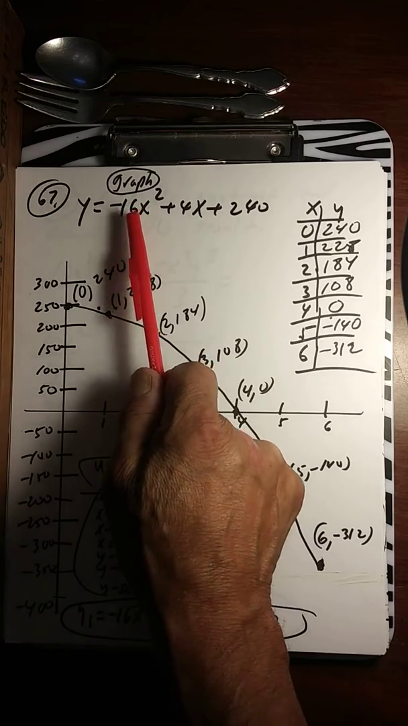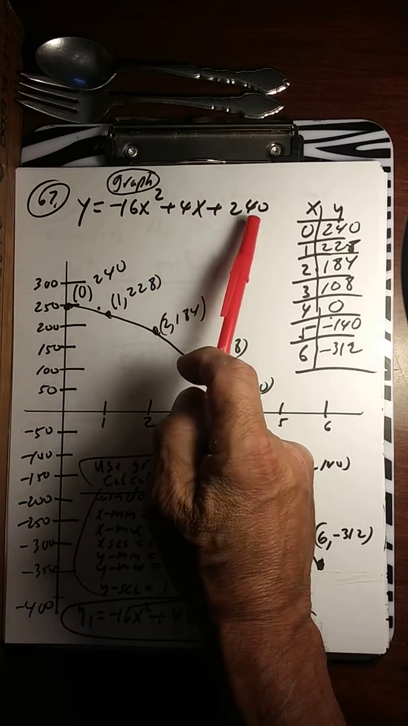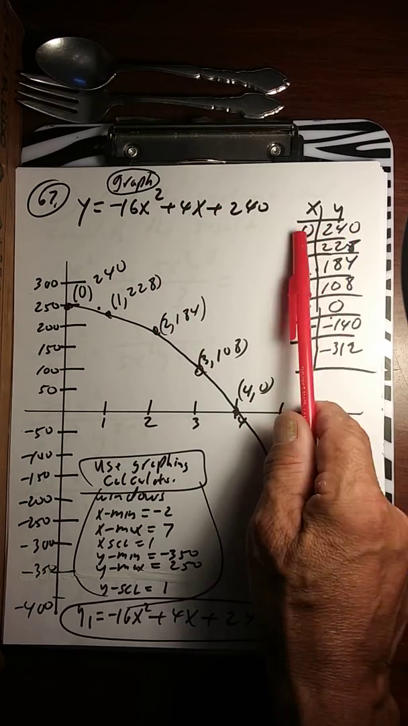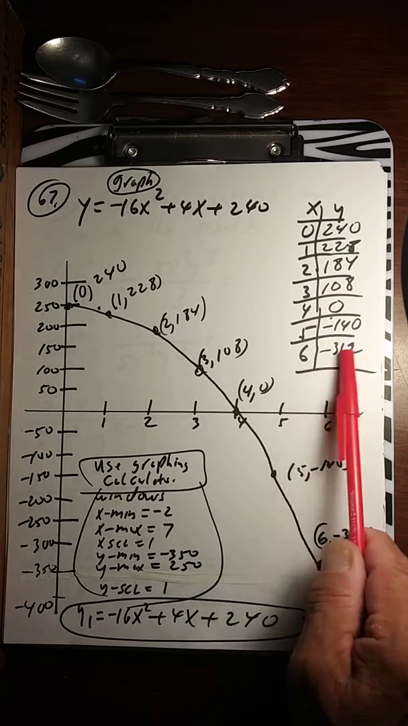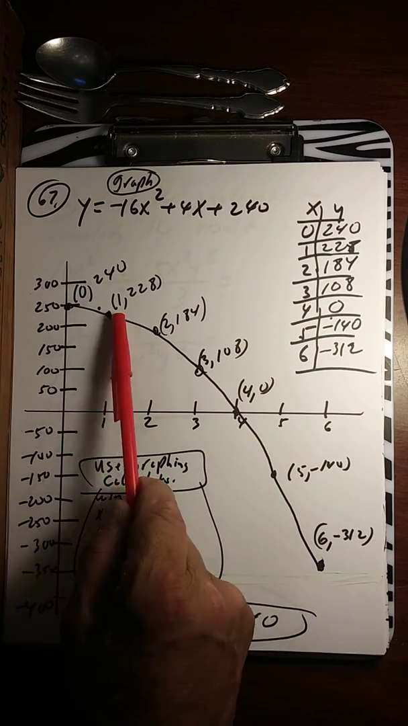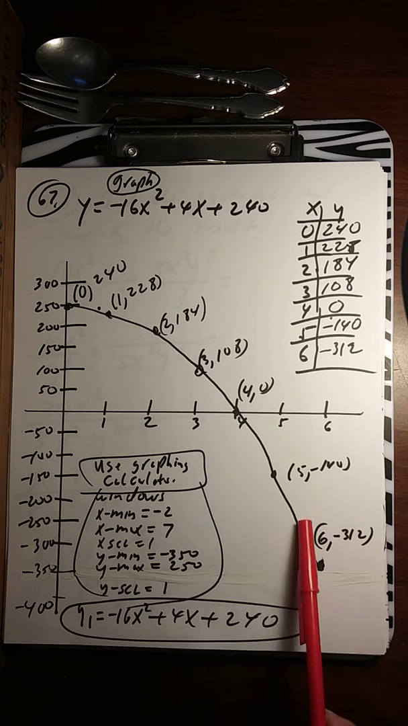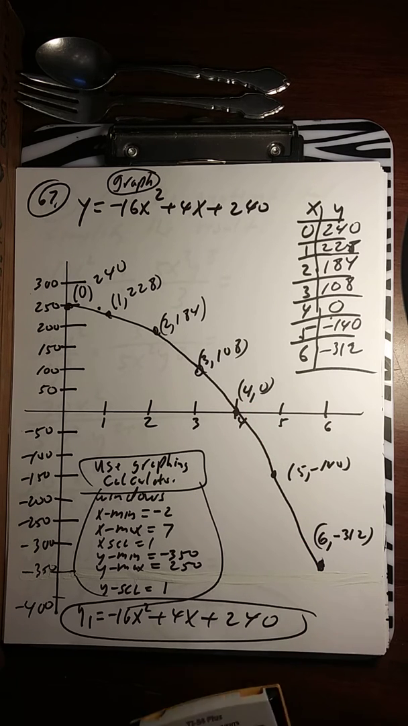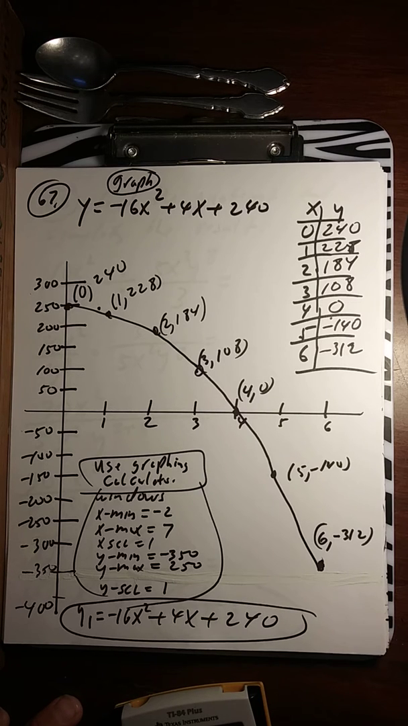y equals negative 16x squared plus 4x plus 240. Put the numbers in your calculator, you're going to get all these numbers here, and graph them. Or you can put it in your calculator. Yes, of course. Let's do that. Calculator.